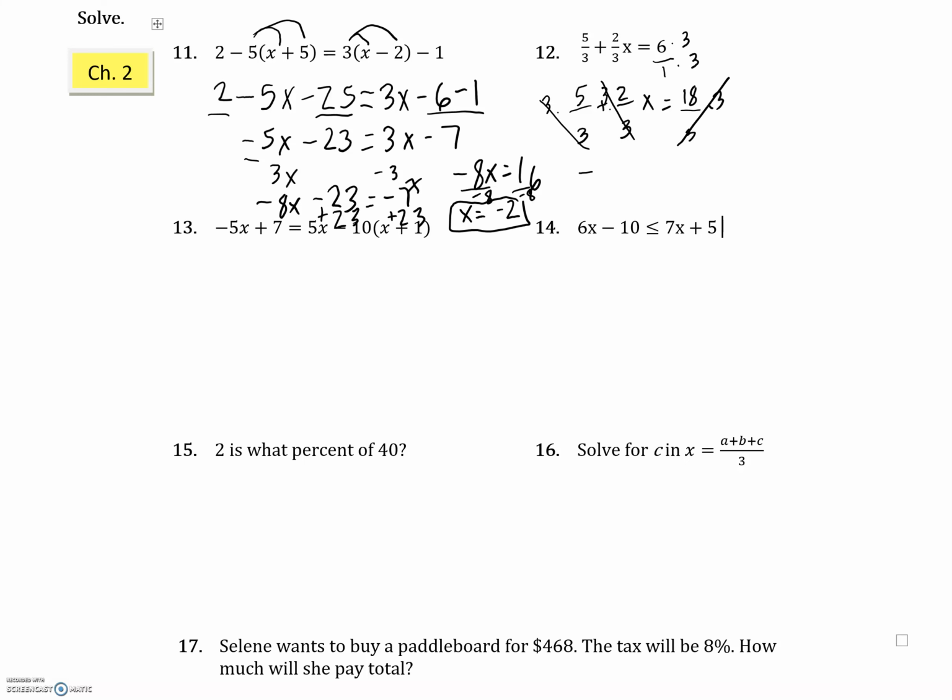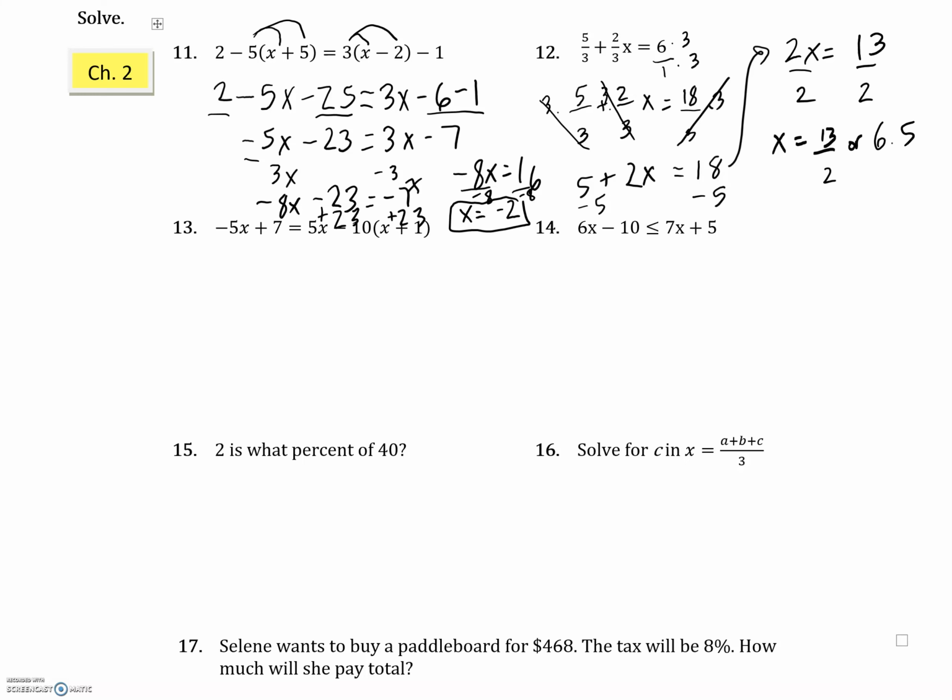So I'm left with 5 plus 2x equals 18. Subtract 5 from each side. Bring this up here. 2x equals positive 13. Divide both sides by 2. And we'll have a fraction answer. If you want to change that to a decimal, you can. In your calculator, it would be 6.5, and you can write that either way.